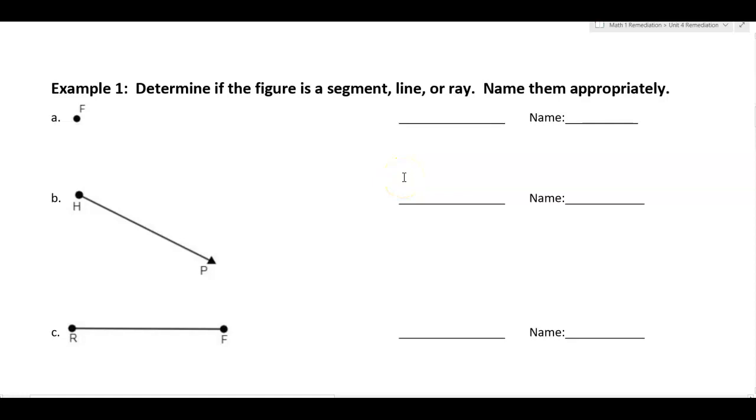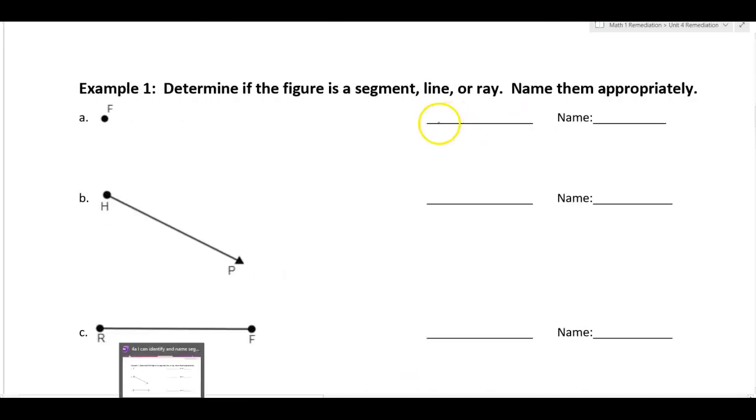So the first example: determine if the figure is a segment, line, or ray. Then we're going to name that segment, line, or ray appropriately. So the first one is actually neither of those. This here is just a point. And we just name it with the capital letter. You can say F or you can say point F.